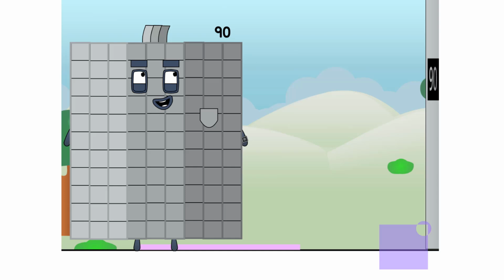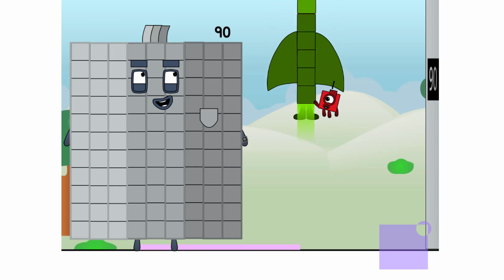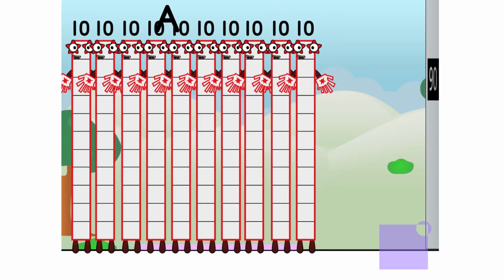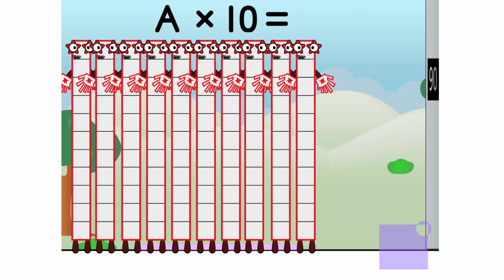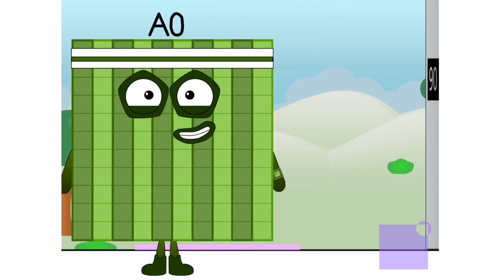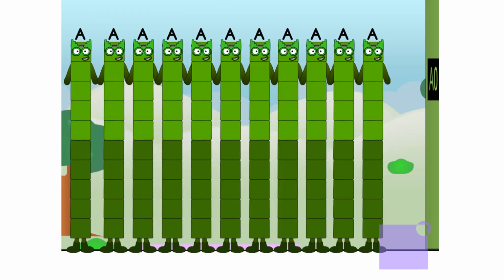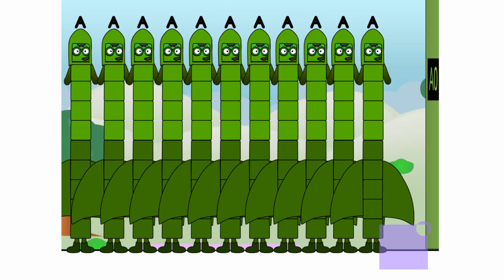And, what have we got here? Another 10. 9 times 10 equals 90. I am 90. Preparing for launch. 90 is equal to 9 tens, which also is 10 nines. Launching in 9, 8, 7, 6, 5, 4, 3, 2, 1. Blast off.